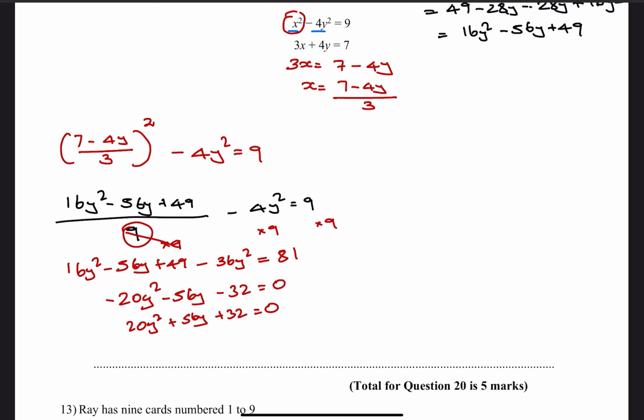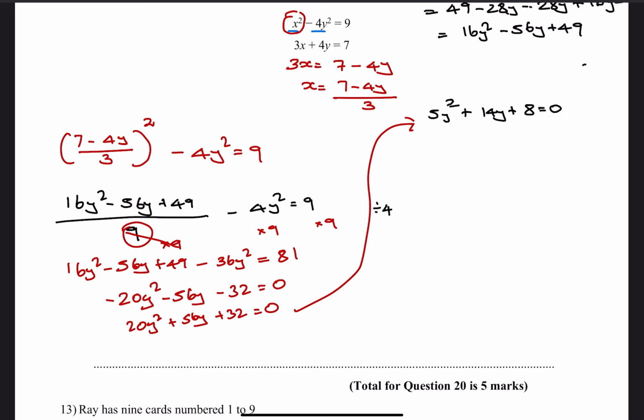I'll carry this one over here. Okay, let's see. Divide everything by what number? 4 is possible. Yes, let's divide it by 4. If I divide everything by 4, look, what do I have? 5y squared plus 14y plus 32 divided by 4 is 8, equal to 0.